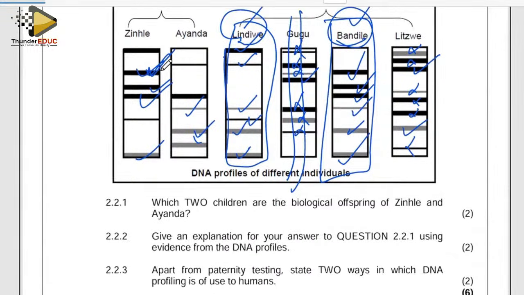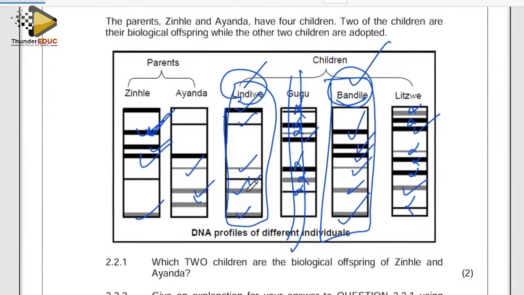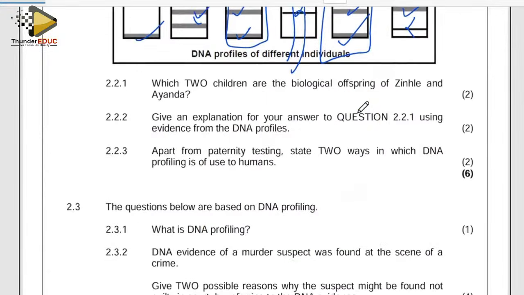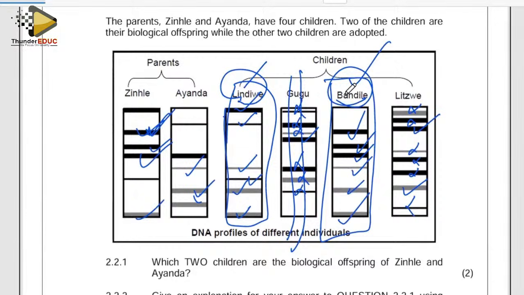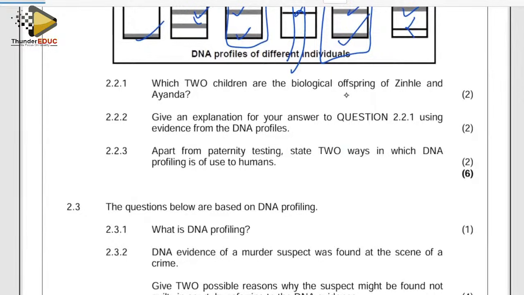As they're saying, which children are biological offspring of Zintle and Ayanda? We say that it is Lindiwe, and you see how we get it. Then they say, give the explanation for your answer using the evidence from the DNA profile. So you tell us that the DNA bands of Lindiwe and Bandile correspond with Zintle and Ayanda. Therefore, Lindiwe and Bandile are biological children.